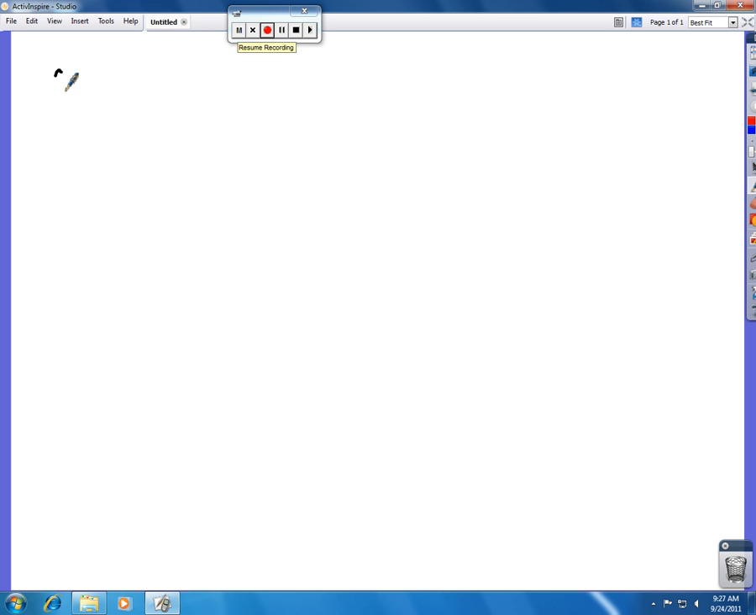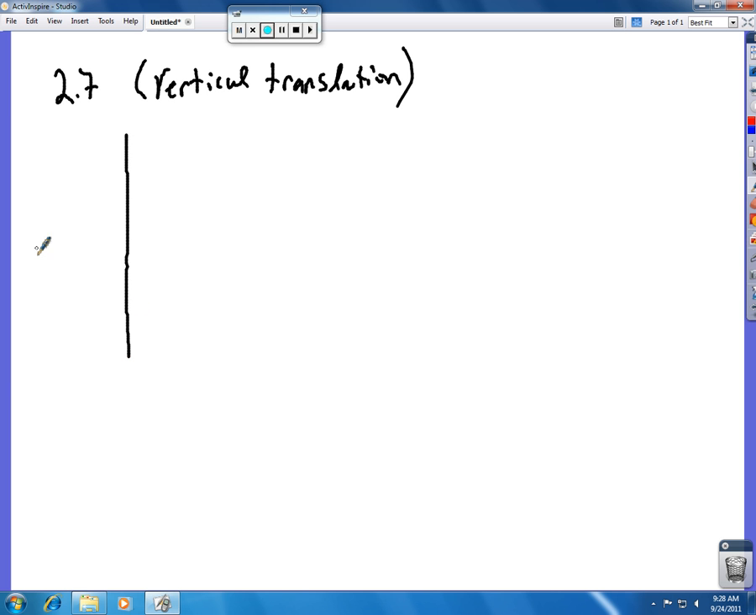Okay guys, we're continuing with 2.7 and we're going to talk about vertical translations. What this basically is, is simply seeing a function and knowing if it's moving up or down, in the positive direction or negative direction on the y-axis. So again, that is translating the graph up or maybe even translating it down, depending on your function.